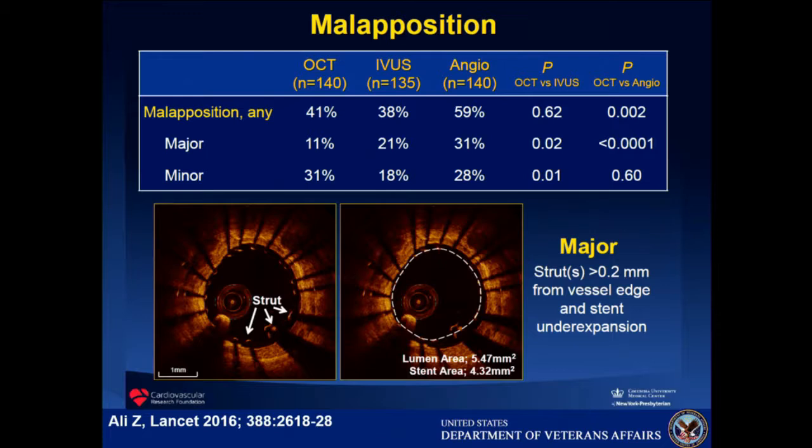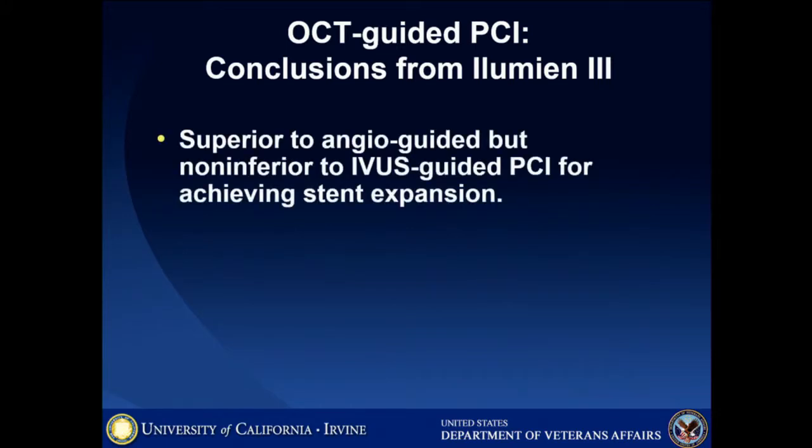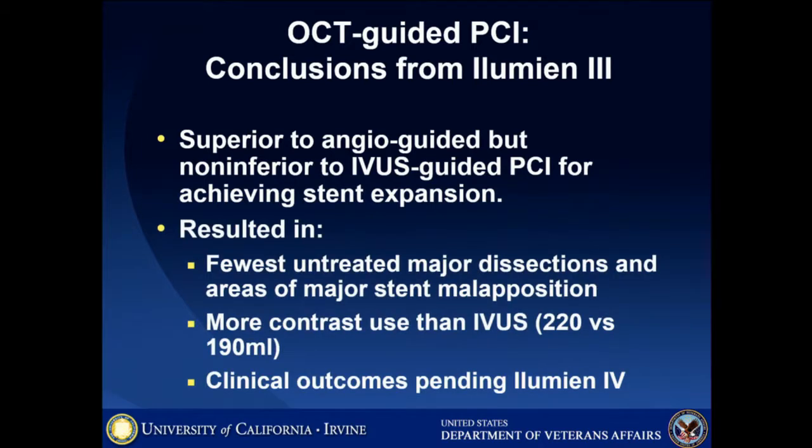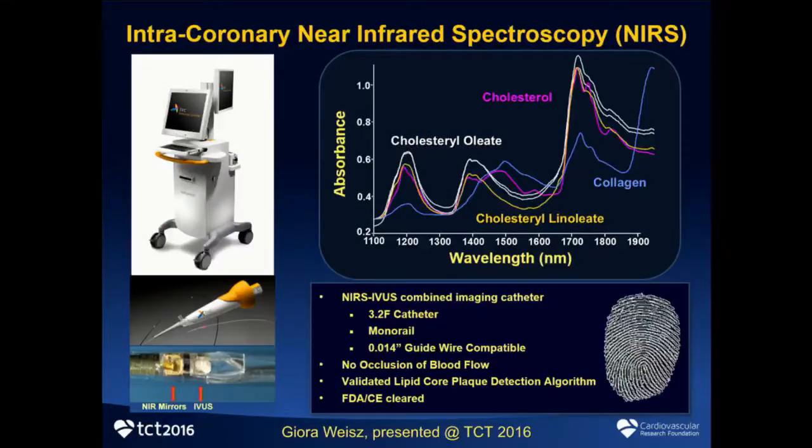So these are two surrogate endpoints for what may lead to later TLR or later MACE. And so the conclusion from ILUMIEN III was that OCT was superior to angio-guided and not inferior to IVUS-guided PCI for achieving stent expansion, and resulted in the fewest untreated major dissections and areas of major stent malapposition. It did cost more contrast, about 30 mLs, and the clinical outcomes will be pending a larger trial such as ILUMIEN IV. What about near-infrared spectroscopy?